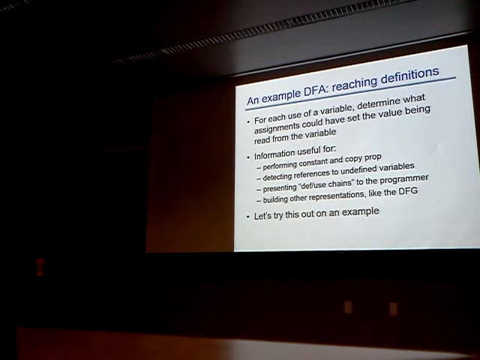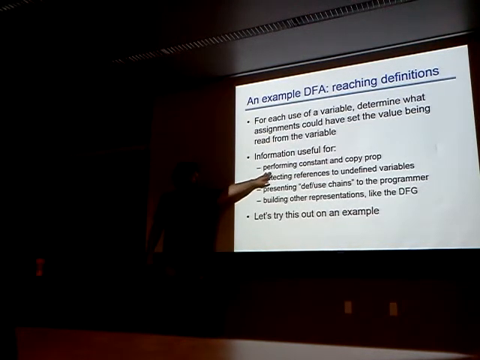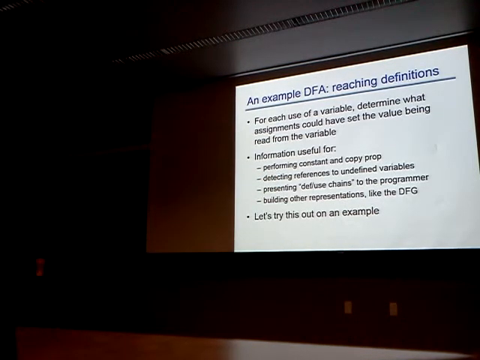Now there are many reasons why you could want to do this. One possibility is that you can actually use this information to do constant and copy propagation. So here's how you would do that. Now this is not the best way to do constant and copy propagation, but it is one way that's valid if you want to. So let's say I have an X, and I look at my program and I do this reaching definitions analysis. This is the use of X. This means that you're reading X.